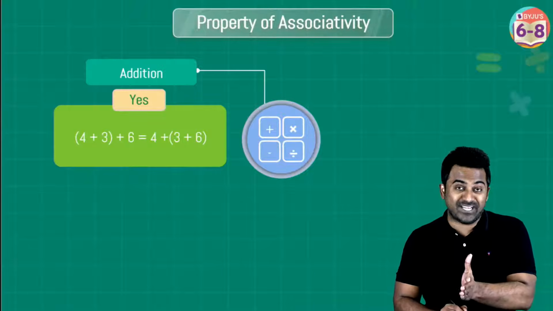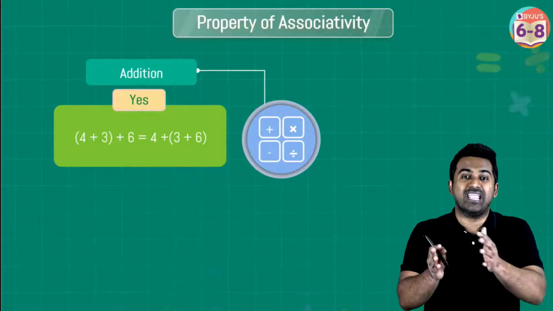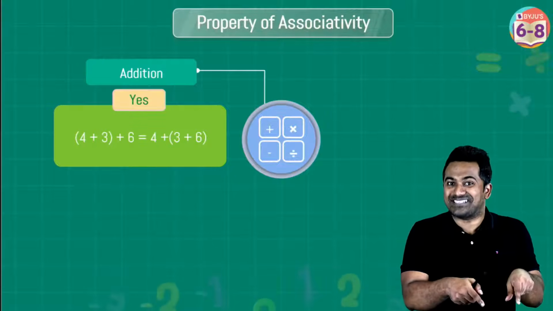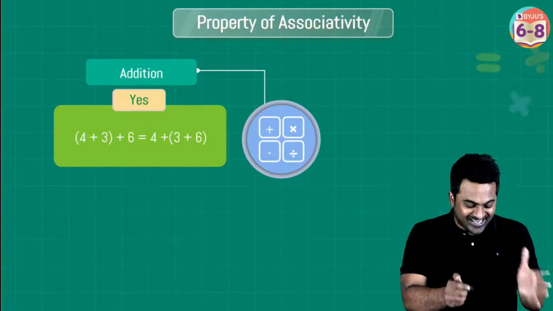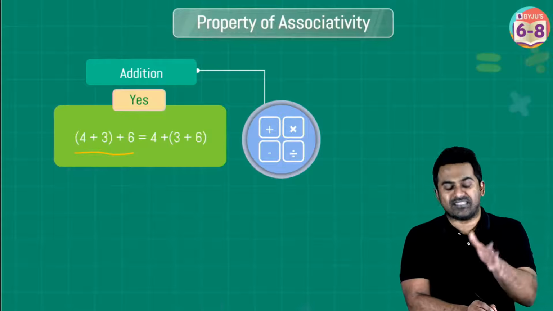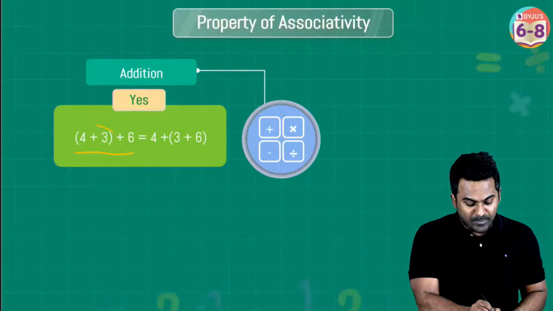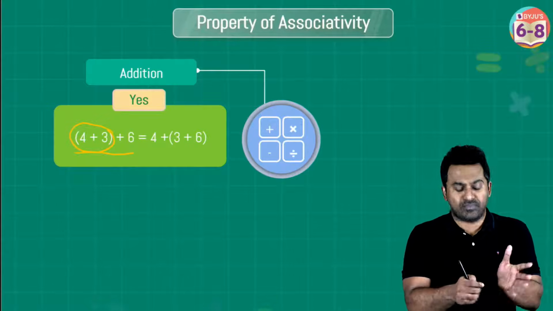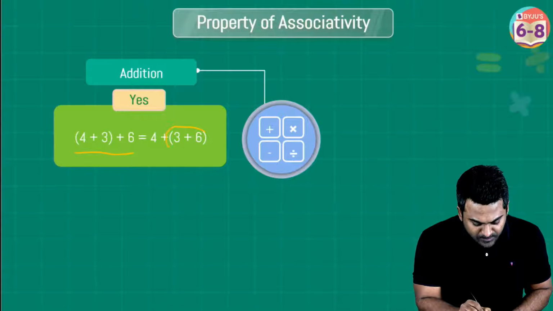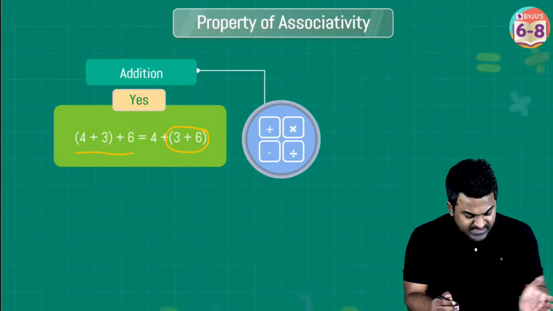Property of associativity. Associativity, it's easy to remember. Associations, right? Associations means what? Togetherness. So that's the reason why you're keeping numbers inside the bracket, which means they are together, right? So this one, left hand side is what? 4 plus 3 inside the bracket and the plus 6 is outside. So what two numbers am I associating together? 4 and 3. But then the association could be something else as well, like you can put 3 plus 6 inside the bracket and keep the 4 out. Eventually your answer is going to be the same, right?